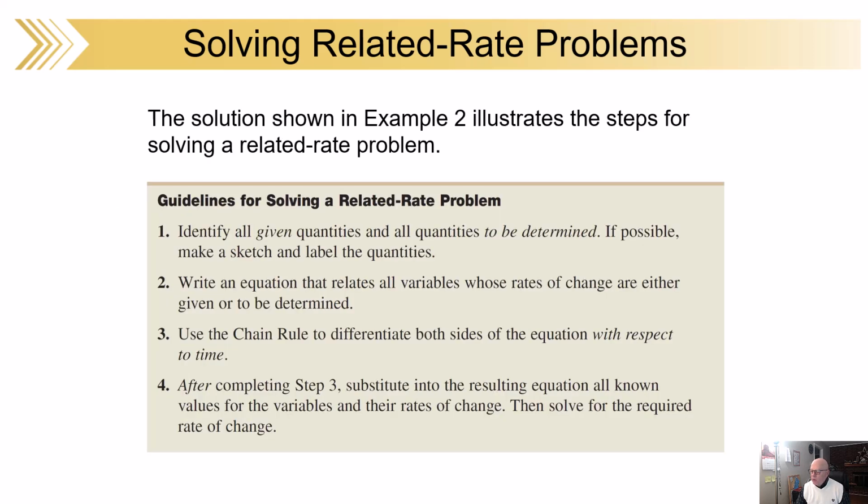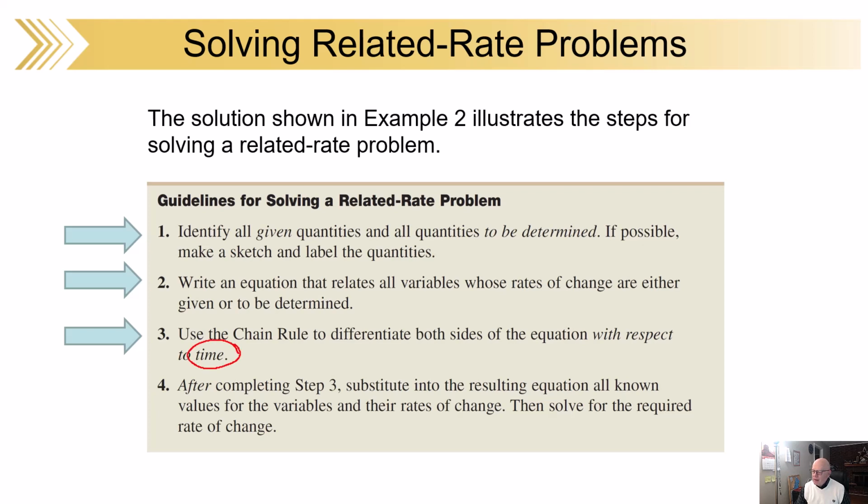Now, here are 4 steps you can use to follow. Figure out what quantities are given, what you have to find out. Make a picture and label the picture. Label the pieces in the picture. Write the equation that puts all those things into one nice package. Then use the chain rule to differentiate both sides with respect to time.